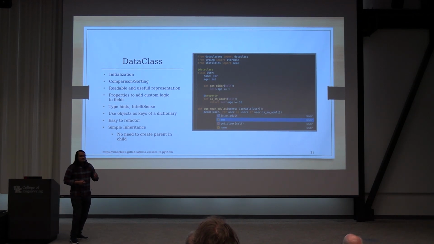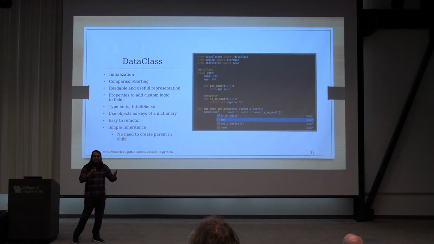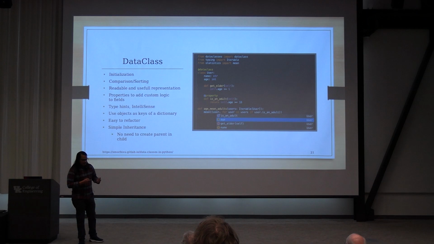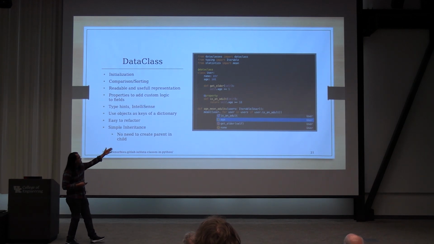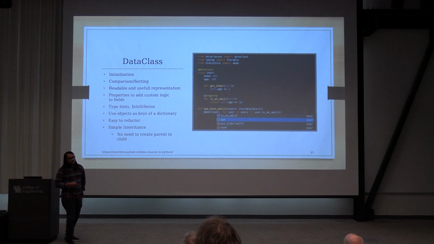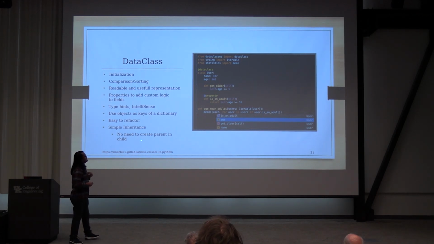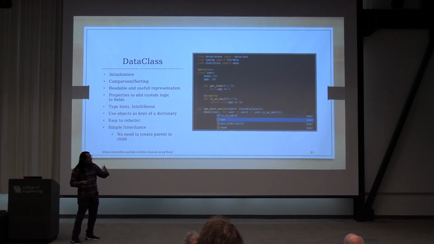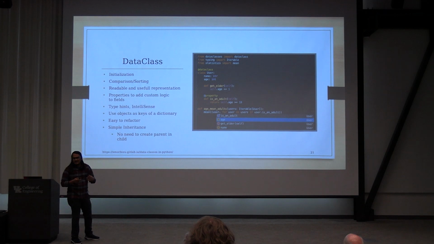Then also you can use the object. Normally when we use dictionaries, we use strings, integers, and those things as keys. But with data classes, we can use data classes as dictionary keys, because you can convert the data class into a dictionary. And another good thing is you can easily refactor it and make changes to these things, which is very similar to if you use classes as well.